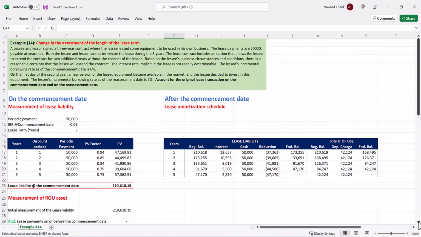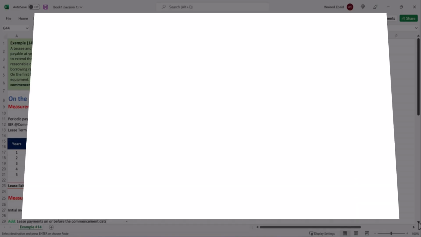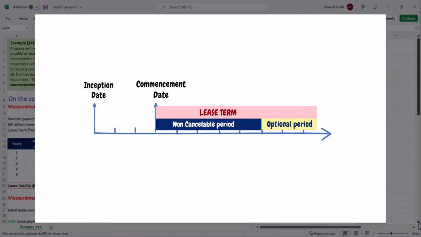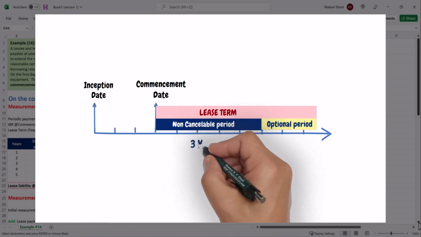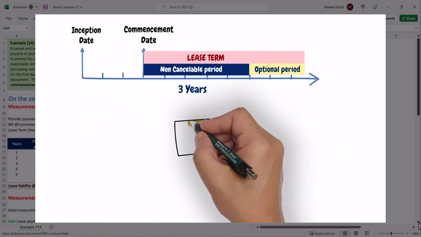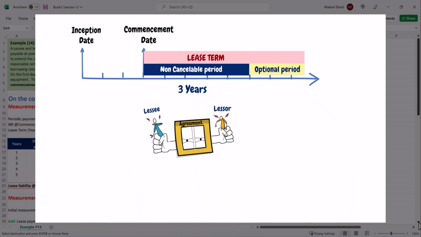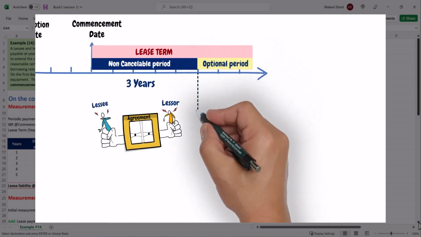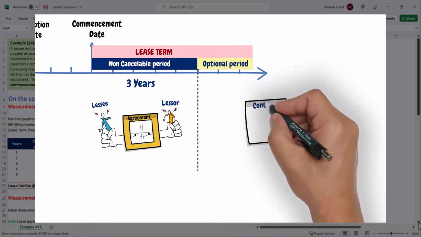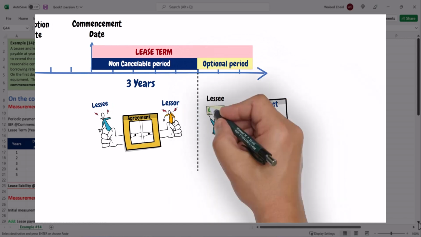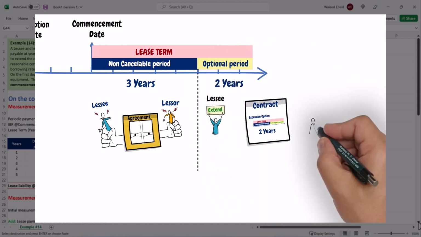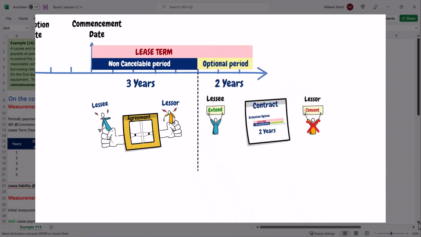Before calculating the lease liability of the original lease at the commencement date, let us figure out the length of the lease term. The first component of the lease term is the non-cancellable period, which is the 3 years of the contract, since both the lessee and lessor cannot terminate the lease contract during the 3 years. The example mentioned that the lease contract includes an option that allows the lessee to extend the contract for 2 additional years without the lessor's consent.